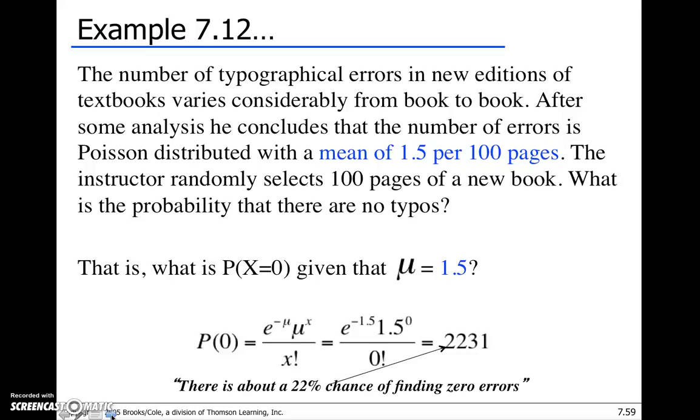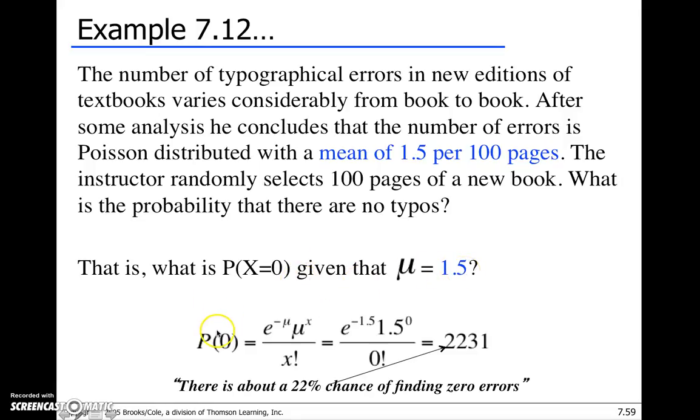Example, the number of typographical errors in new editions of textbooks varies considerably from book to book. After some analysis, he concludes that the number of errors is Poisson distributed with a mean of 1.5 per 100 pages. The instructor randomly selects 100 pages of a new book. What is the probability that there are no typos? That is, the probability x is equal to 0, given that mu is equal to 1.5.